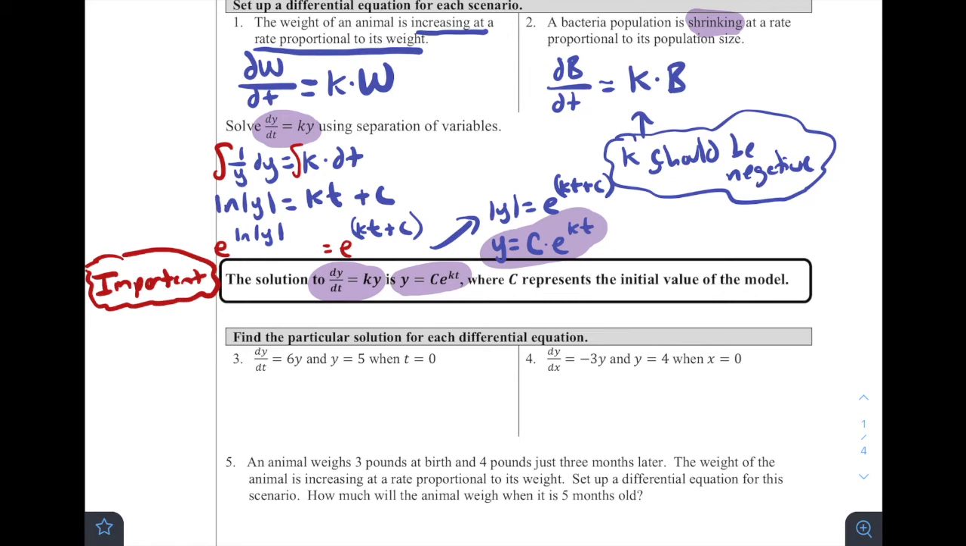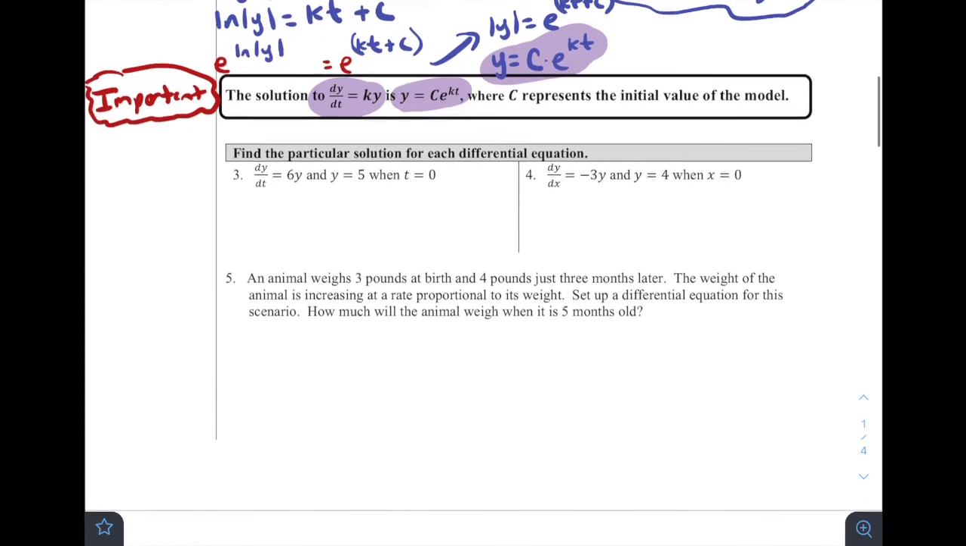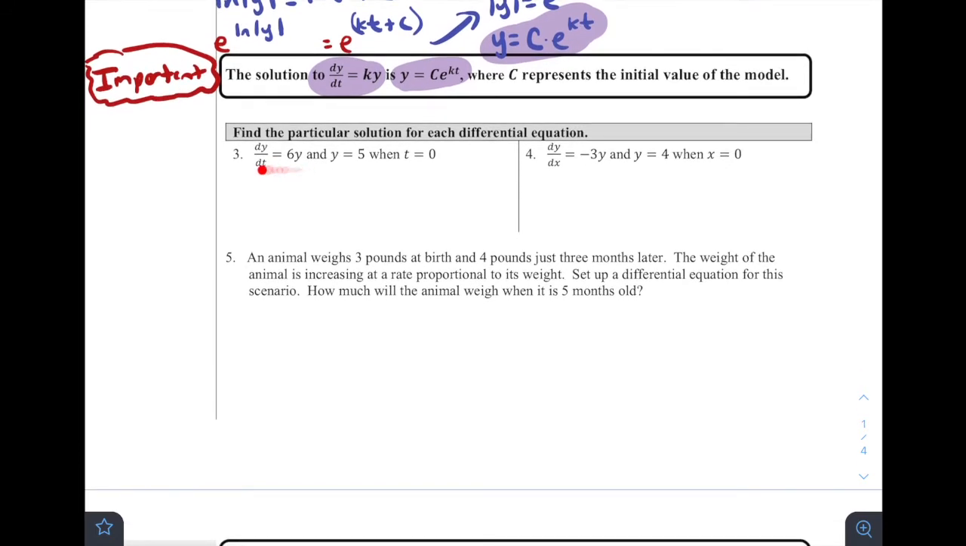Cool. Let's talk about this. So problem number 3, what have we got? We've got dy over dt is equal to 6y, and y is equal to 5 when t is equal to 0. So what I notice here is that this dy over dt is equal to 6y is of this form. We just have a k, which is our 6 in this case. So again, I could do separation of variables here, or if I recognize that it's of this form, I can just jump to this solution format, which is going to be that y is equal to c times e to the kt.